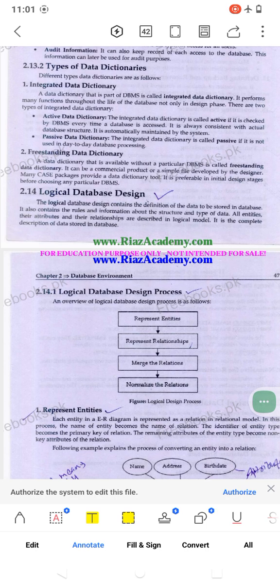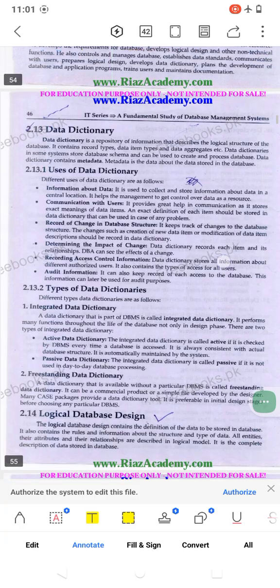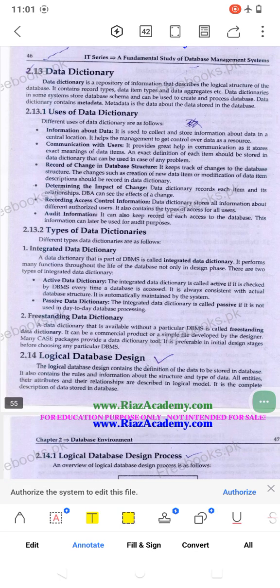Types of data dictionaries. What a data dictionary is, we have already cleared. Next, we covered the uses of a data dictionary, and further we are moving down towards the types of data dictionary. There are two types: the first one is the integrated data dictionary, and the second one is the freestanding data dictionary.